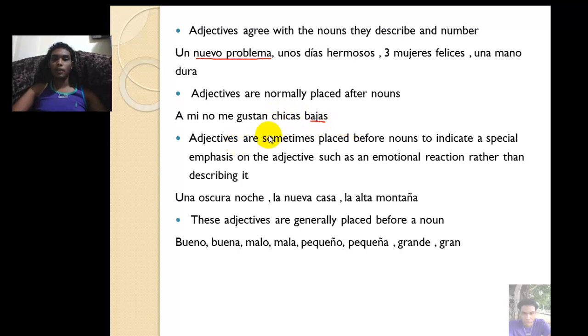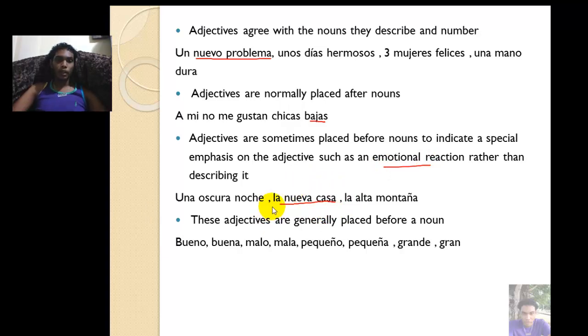Adjectives are sometimes placed before nouns to indicate a special emphasis on the adjective, such as an emotional reaction rather than describing it. Por ejemplo, una oscura noche, a dark night. La nueva casa. Now, note very well that la nueva casa should be la casa nueva in general circumstances, but if there is an emotional reaction or attachment to the house, or you want to specify that it's very much new, you can say la nueva casa.